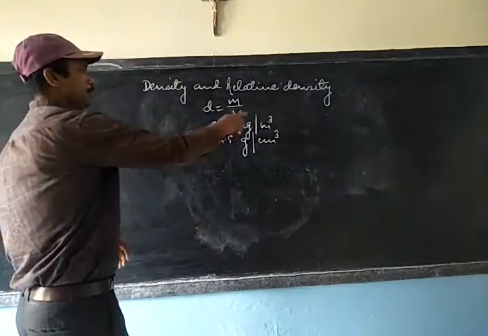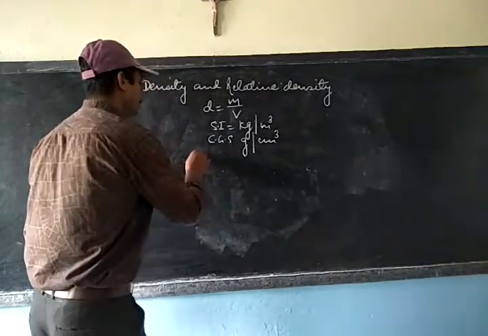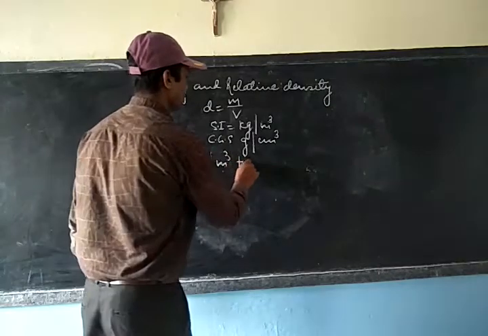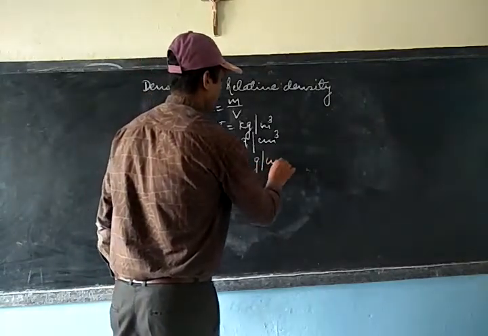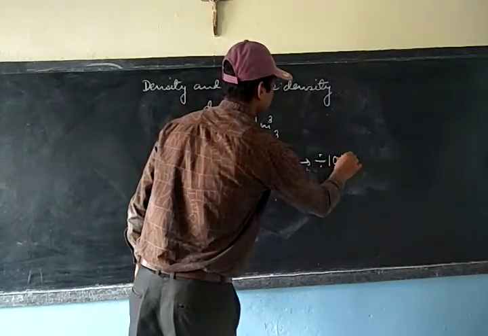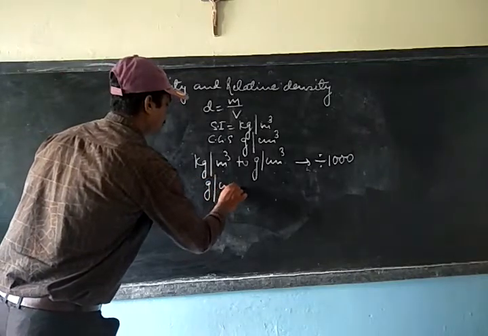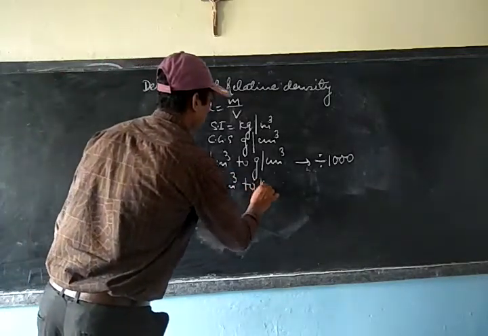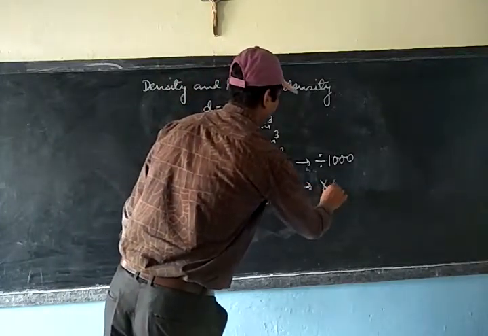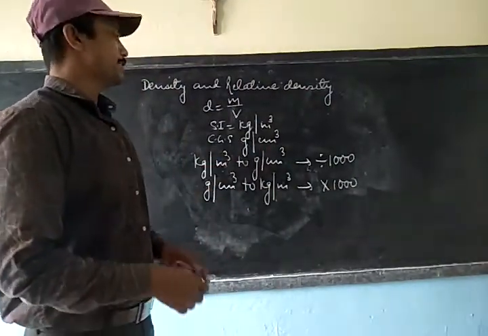Now, we can convert kg per meter cube to gram per centimeter cube. In order to convert kg per meter cube to gram per centimeter cube, you have to divide by 1000. And to convert gram per centimeter cube to kg per meter cube, you have to multiply by 1000. So this way you can change it.